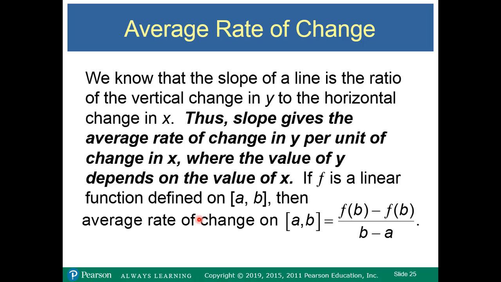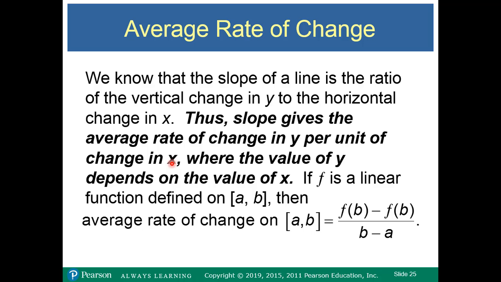So now guess what? The slope of a straight line, we can also look at as an average rate of change. We know that the slope of a line is the ratio of the vertical change in y to the horizontal change in x. Thus, it gives us an average rate of change per unit of change in x. So we can look at the slope of a line as the average rate of change between 2 points.